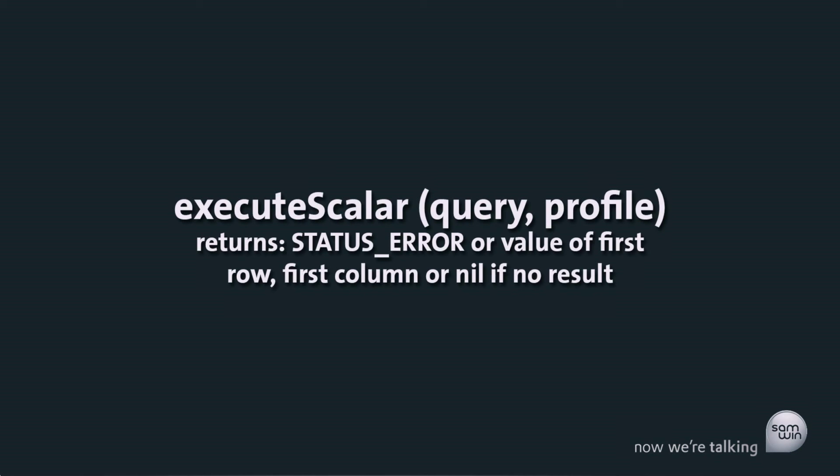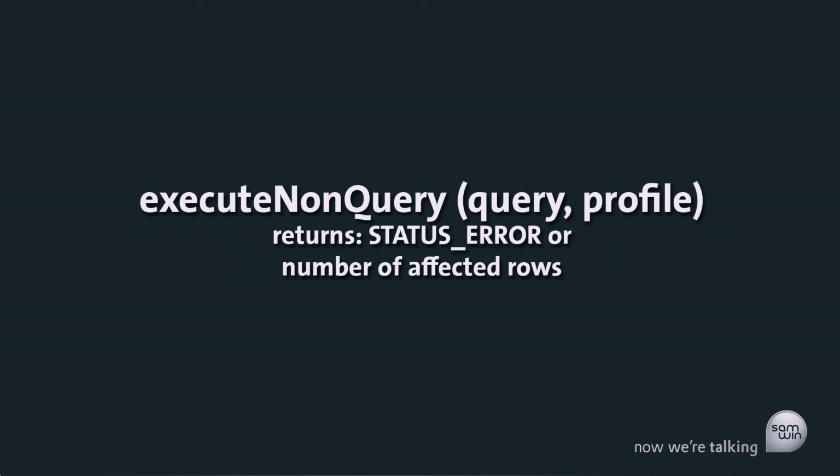The executeScaler function executes a query on the specified database profile. Thereby, the samwin database profile is used by default. It returns the value of the first column of the first row, or nil if no result is returned, or status error. Moreover, the executeNonQuery function executes a query on the specified database profile, and the samwin database profile is used by default too. It returns the number of affected rows or status error.